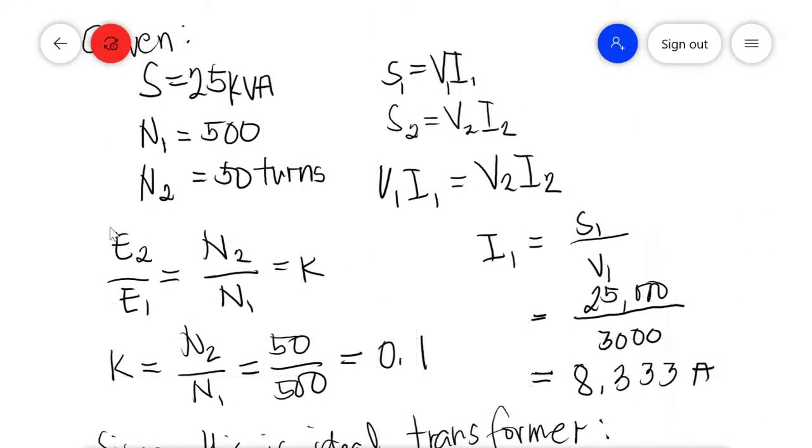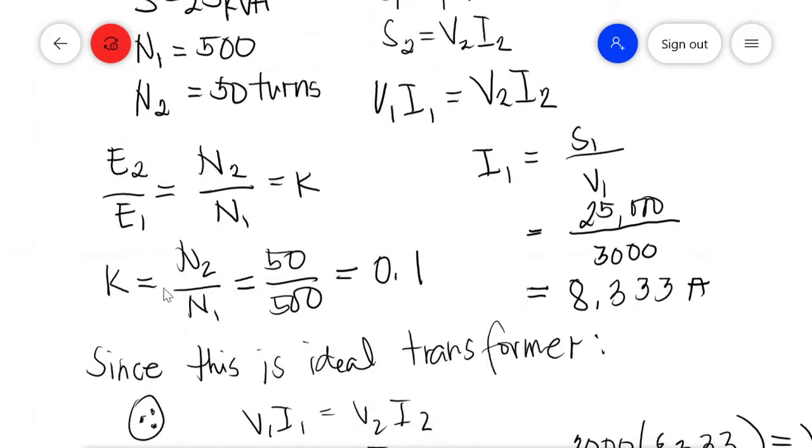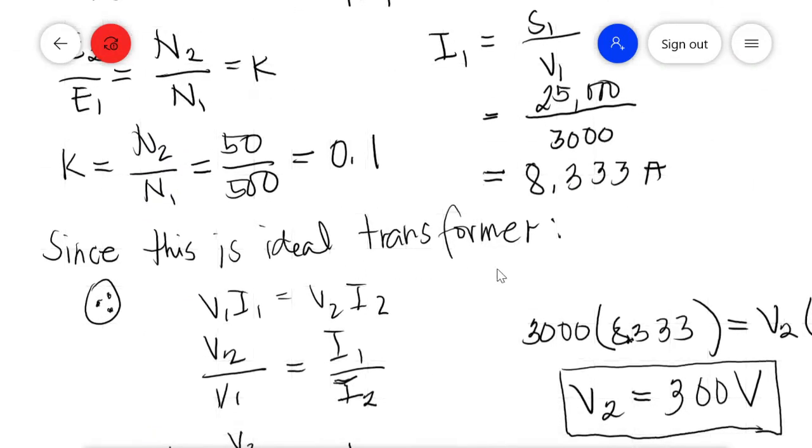So E2, the EMF induced in the transformer: E2 over E1 is equal to the number of turns N2 over N1, which is equal to your constant K. Since given the number of turns in the secondary and primary, we can solve your K, so that is equal to 0.1. Since this is an ideal transformer, the induced EMF is equal to the input voltage, and the output voltage in the secondary is equal to the induced EMF in the secondary also.